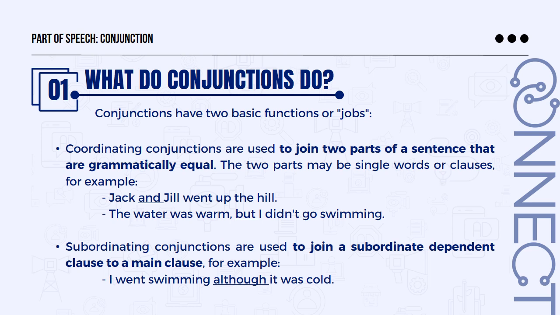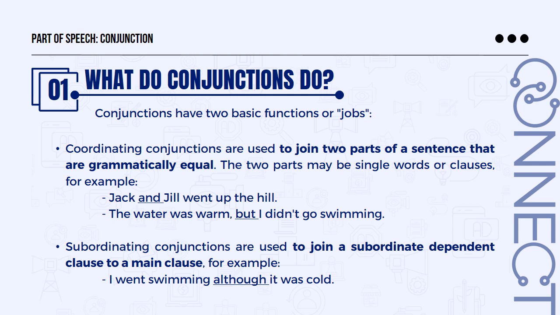The next example is the water was warm, but I didn't go swimming. So those are two clauses that are being connected by the conjunction, which is the but. So the water was warm, it can stand alone. We can easily understand it. I didn't go swimming, we can totally understand it. But then when we put but in the middle, it becomes another thought. The water was warm, but I didn't go swimming.